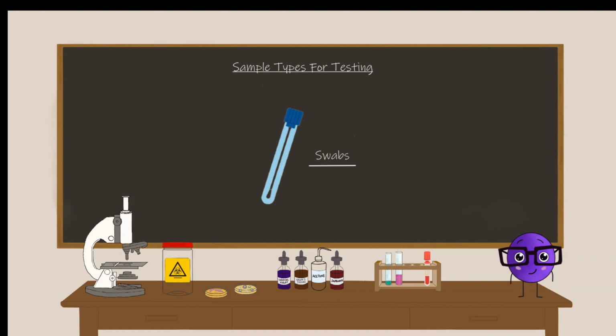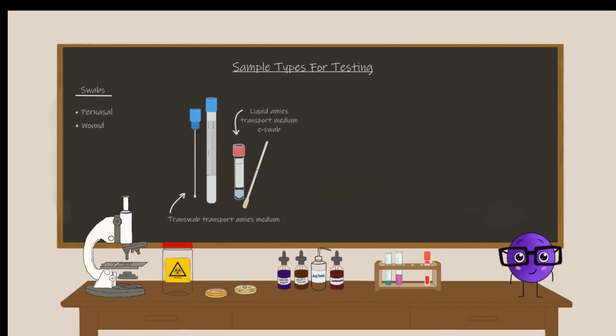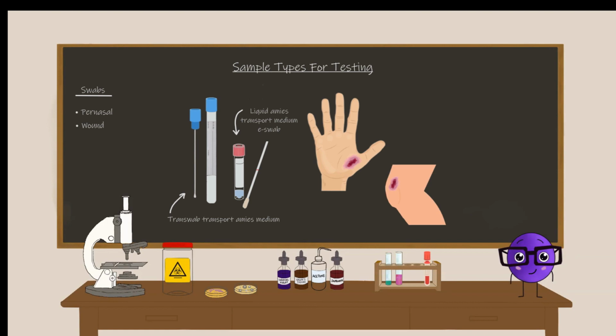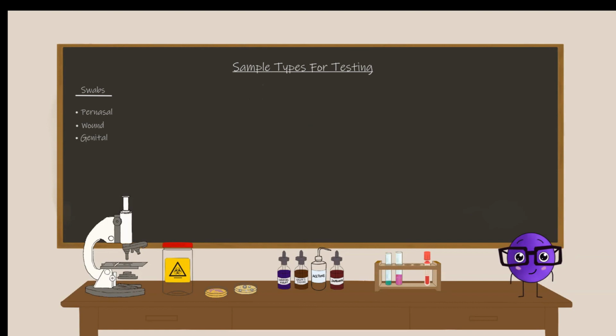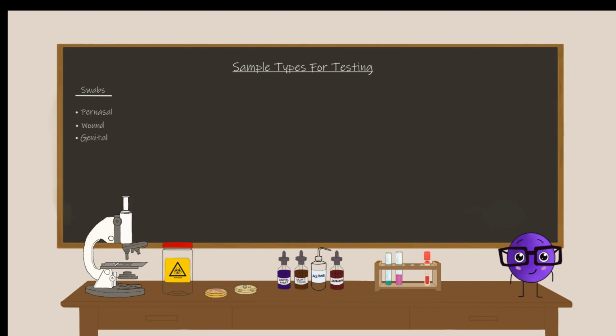Swabs. The microbiology lab receives various swabs from different parts of the body. These include nasal swabs, taken for whooping cough diagnosis. Wound swabs, collected from infected wound sites to identify causative organisms. Genital swabs, used for detecting STIs such as HPV and gonorrhea, and genital tract infections such as balanitis in men and pelvic inflammatory disease in women.